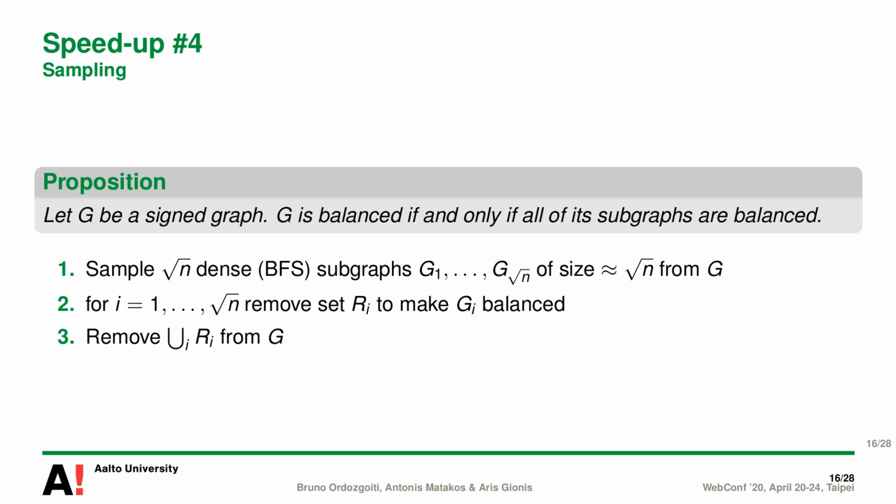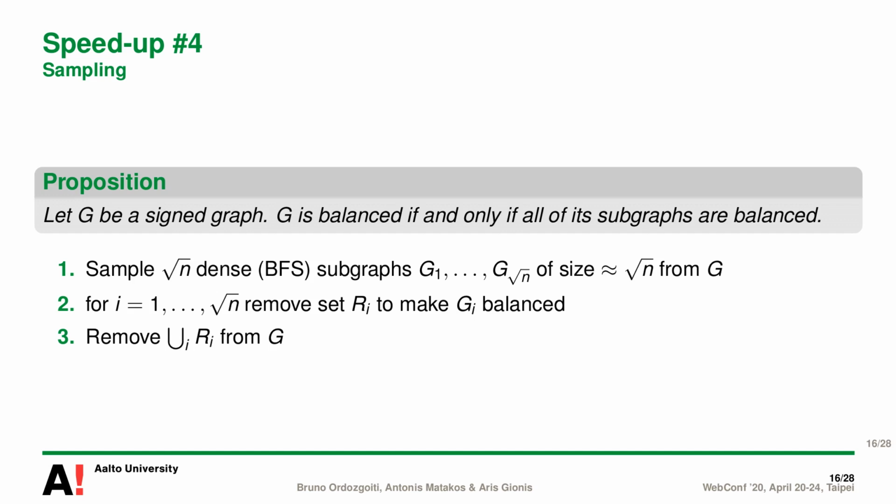And last, we propose a method to deal with big graphs. Computing the upper bound for the minimum eigenvalue in the case of very big graphs can be very costly. So instead we rely on a simple fact, which is that a graph is balanced if and only if all of its subgraphs are balanced.